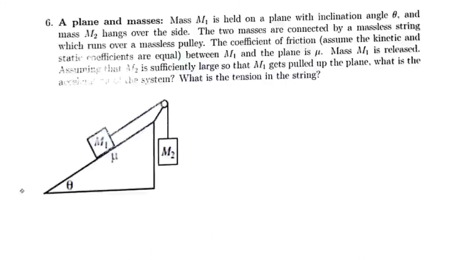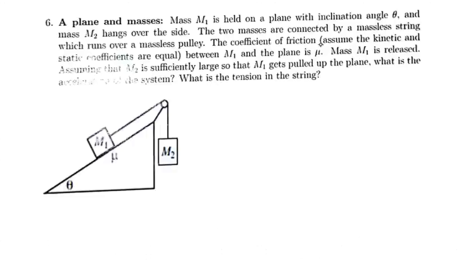In this video, we'll be looking at another question involving mass sliding on an inclined plane. But in this case, we have two masses, and the question says mass m1 is held on a plane with inclination angle theta, and mass m2 hung over the side. The two masses are connected by a massless string which runs over a massless pulley.